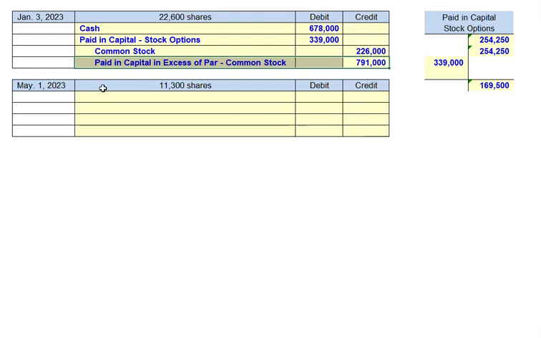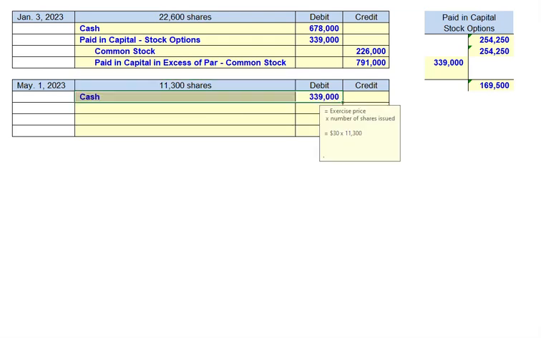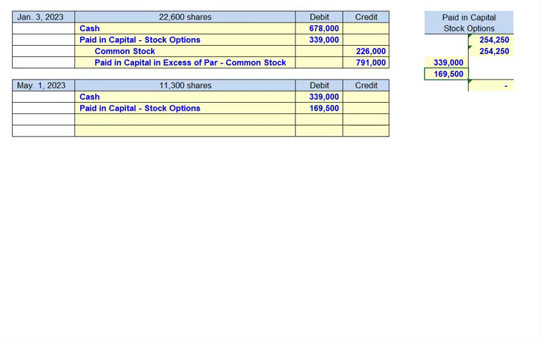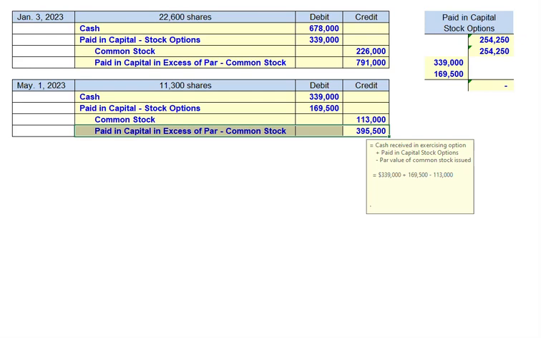We're told then on May 1st, 2023, the remaining options are exercised. So once again, the company will get cash. In this case, $339,000 in cash. That's the 11,300 options that have been exercised at $30 a share. We're going to clear the remaining $169,500 out of our paid-in capital for stock options. And then, of course, we need to record our common stock in the amount of $113,000 and our plug to additional paid-in capital.